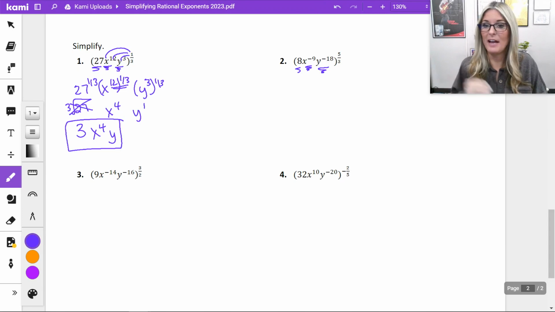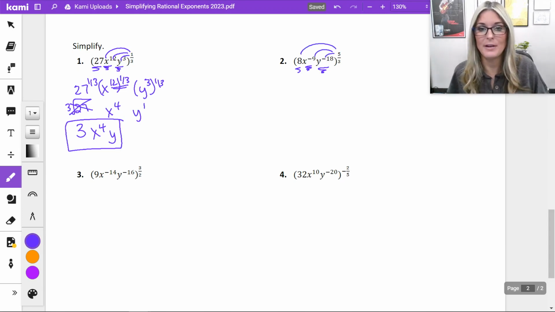Number two, we've got 8x to the -9 y to the -18 all raised to the 5/3. Again, three things in those parentheses, each getting that exponent. We have 8 to the 5/3, x to the -9 raised to the 5/3.